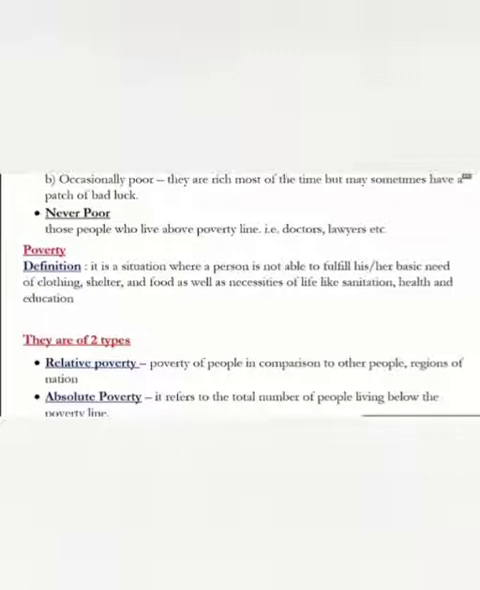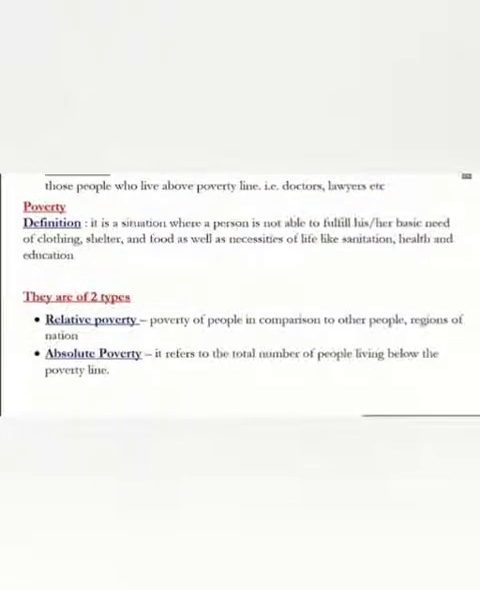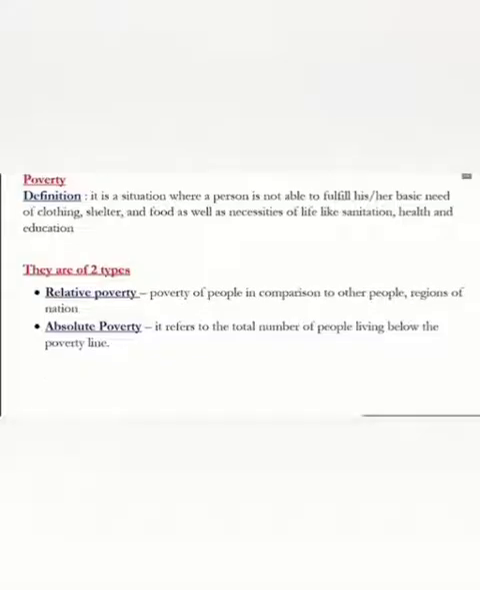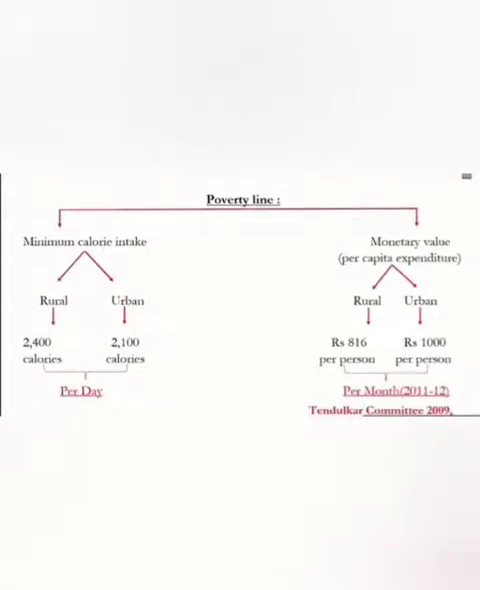Okay, what is this poverty line? How will we measure the poverty line? We can see now carefully. The measure of the poverty line is of two types. One is minimum calorie intake and second is monetary value. Minimum calorie intake: in rural areas, 2400 calories they have to take. In urban areas, 2100 calories they have to take per day. If not, they fall below the poverty line. Monetary value: in rural areas, per capita expenditure is 816 rupees per person and in urban areas 1000 rupees per person. This is the measurement of the poverty line.